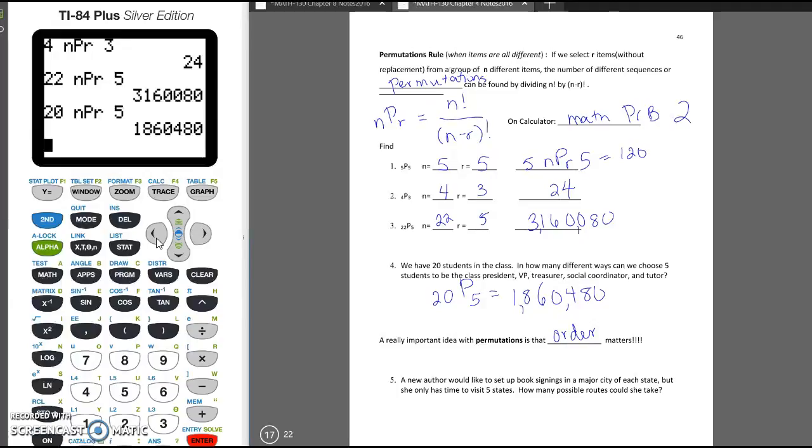So number 5 here says a new author would like to set up book signings in a major city of each state, but she only has time to visit 5 states. How many possible routes could she take? So this would be 5P, and she's visiting all 5 states. So 5P5, which is actually the same as 5 factorial, which we've seen is 120. So there'd be 120 different routes she could take.